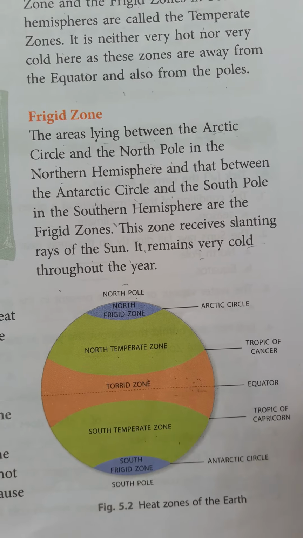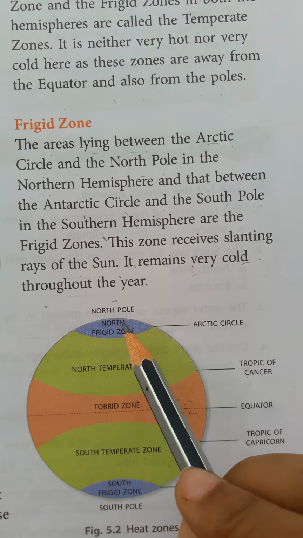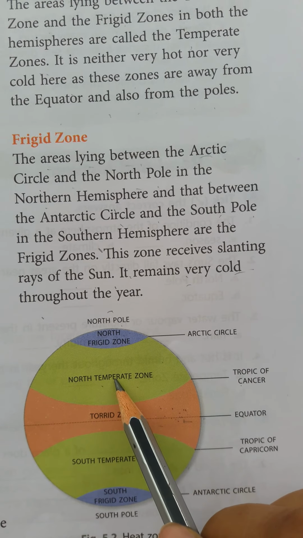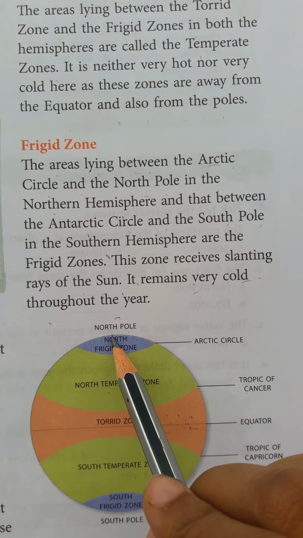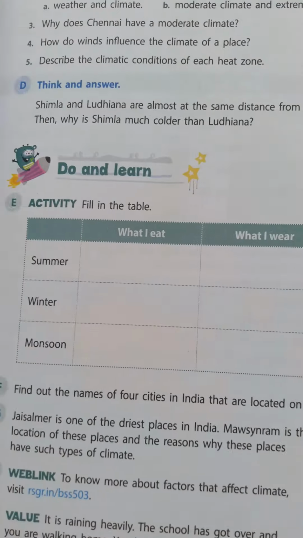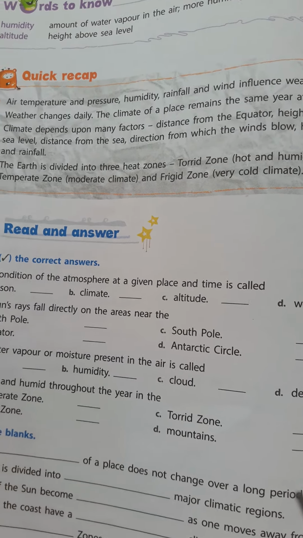Got it? So these are the heat zones: torrid zone, temperate zone and frigid zone. Extreme cold, hot and humid. Moderate climate, neither too hot nor too cold. Extreme cold. Now your homework is to find the exercises of this chapter. I'll send you the question answer, and by the time you try to find the exercise.